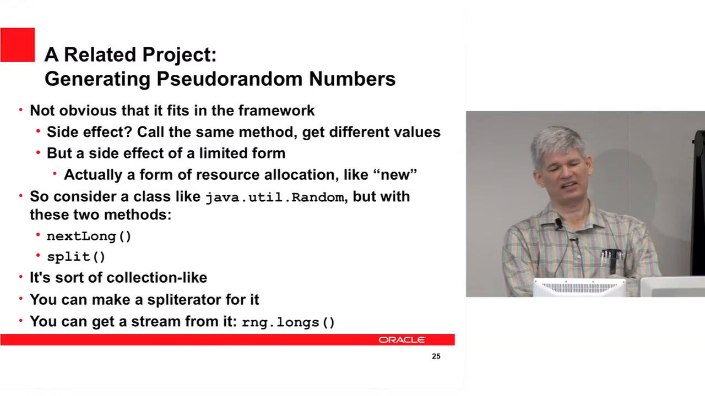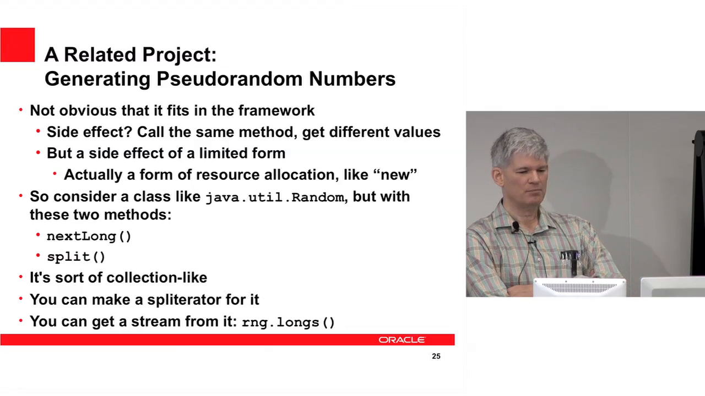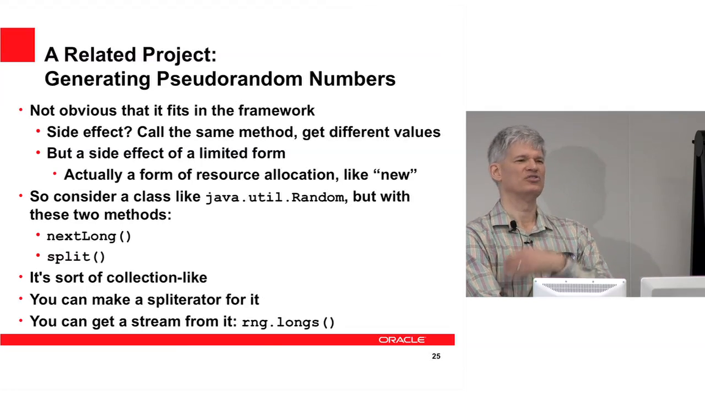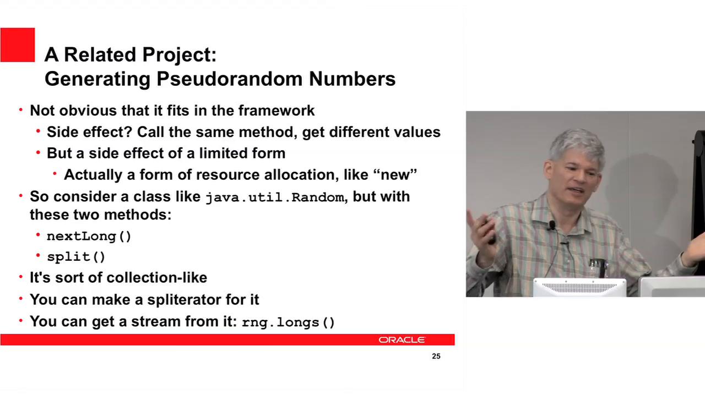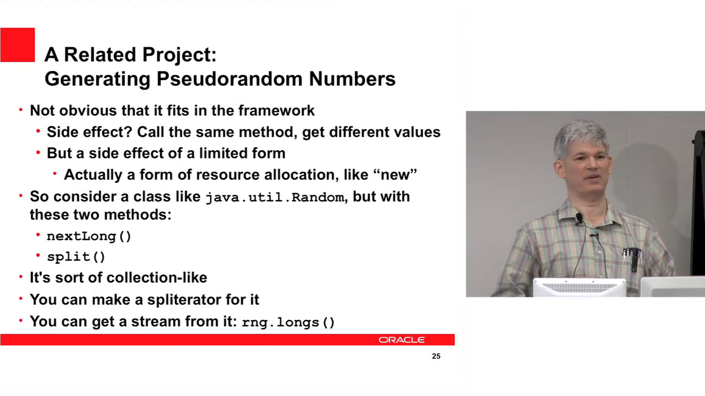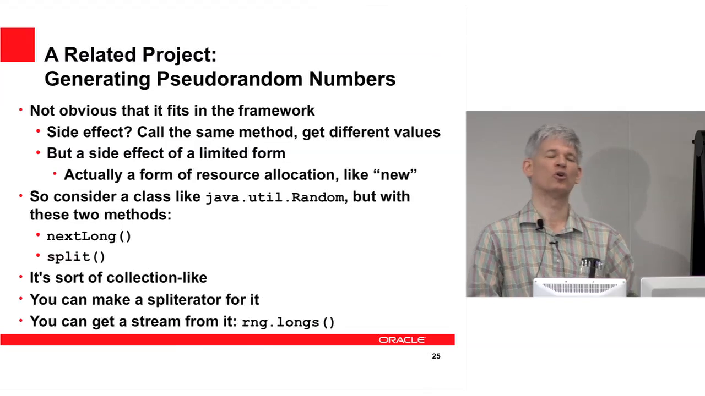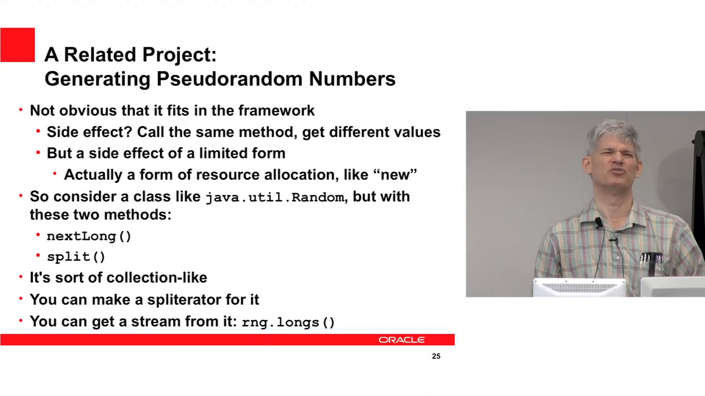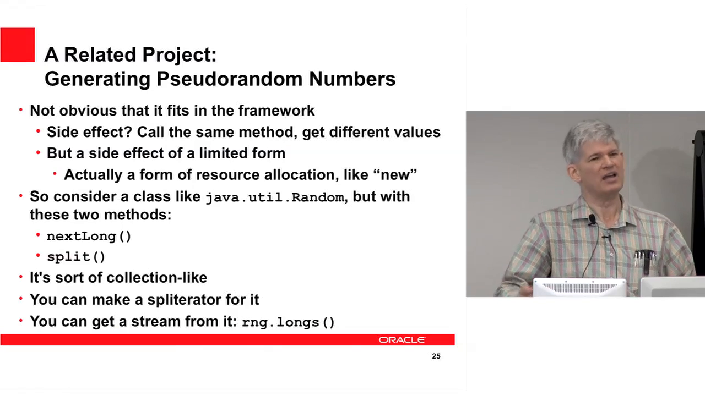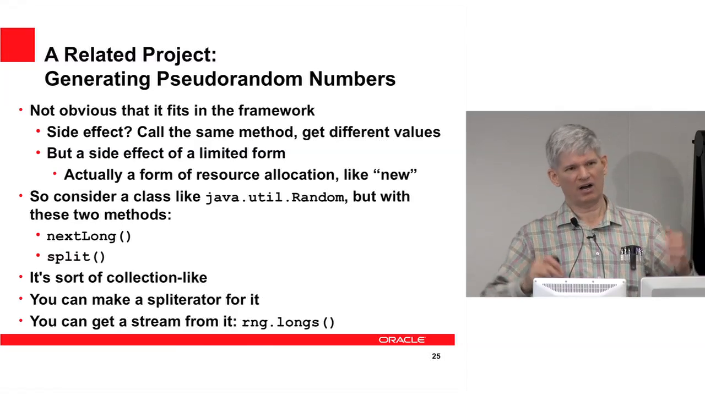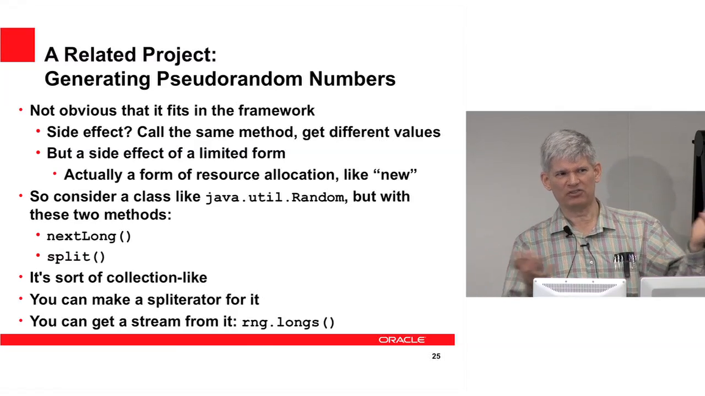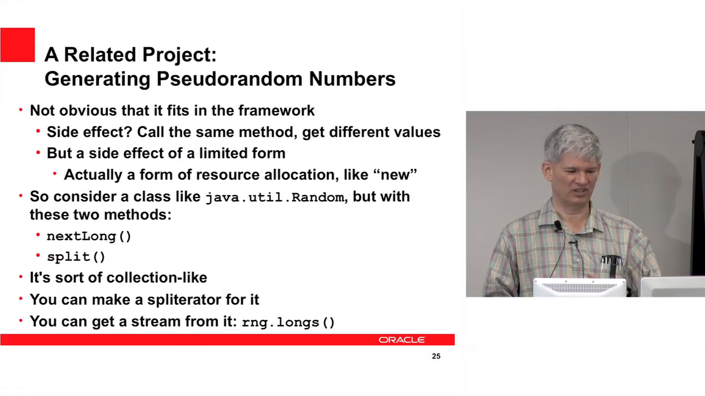So consider a class like java.util.Random, but besides having a method like nextLong, which gives you the next random long value, whatever that means, it's also got a split method. And the job of split is to make a random number generator look sort of collection-like. Well, think of a random number generator not as generating a sequential stream, but as providing a collection of numbers that have interesting statistical relationships when considered as a set.